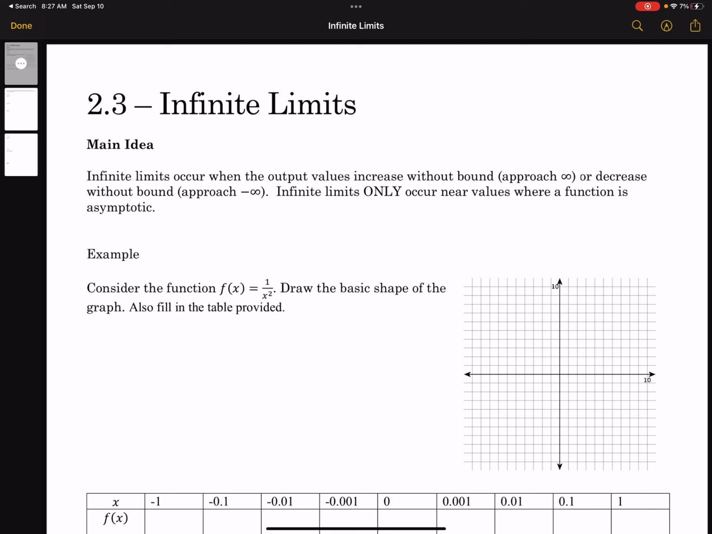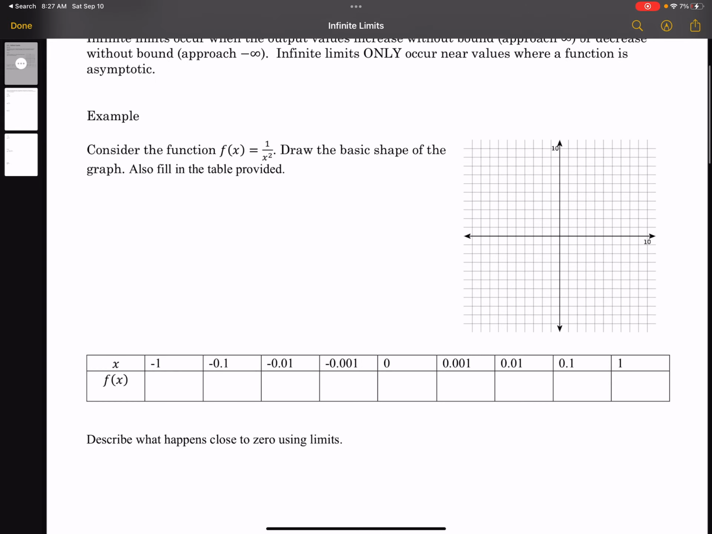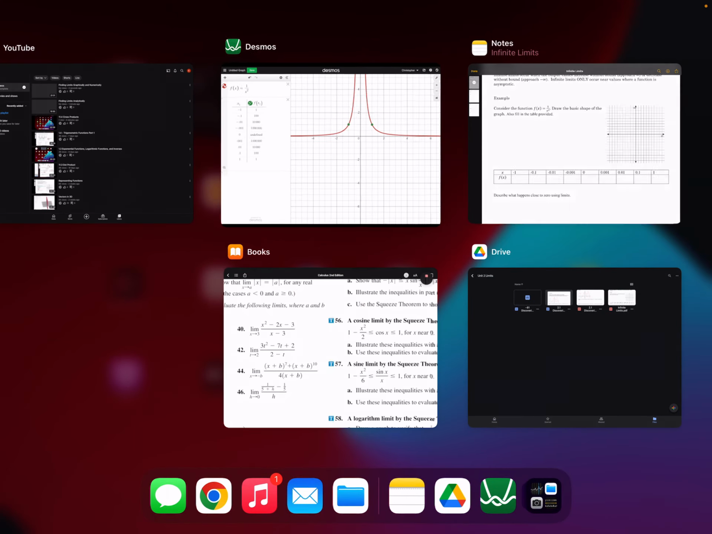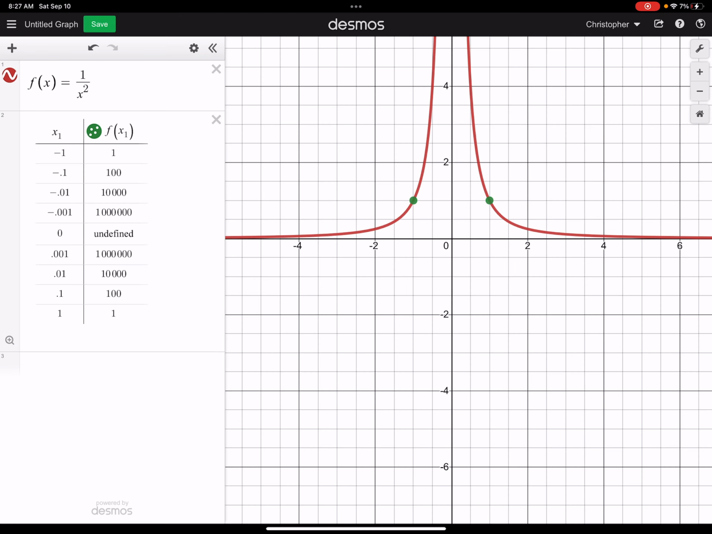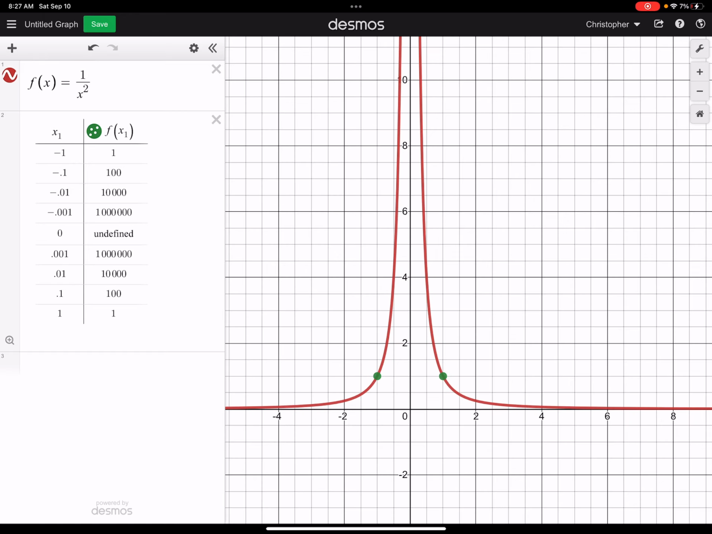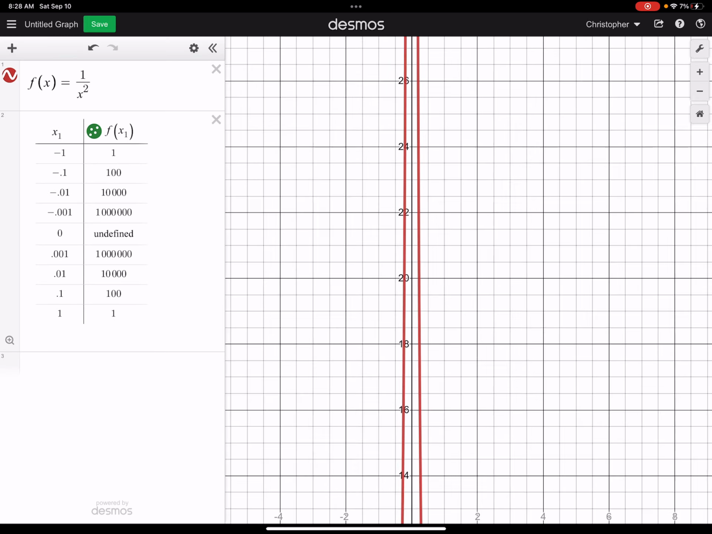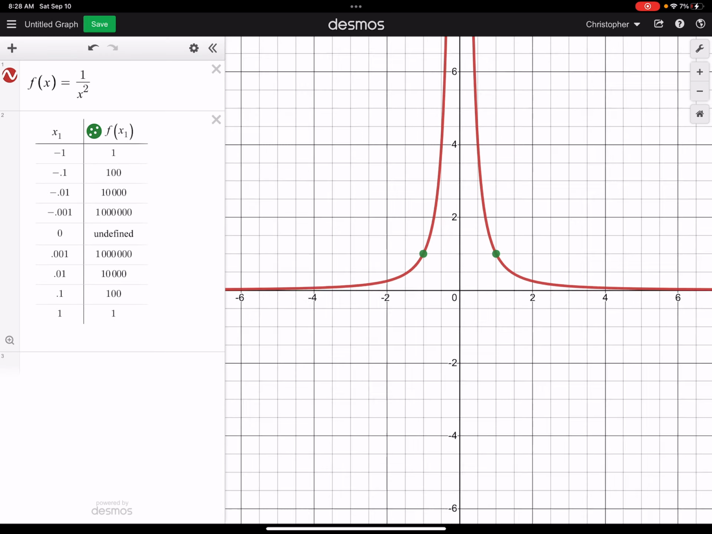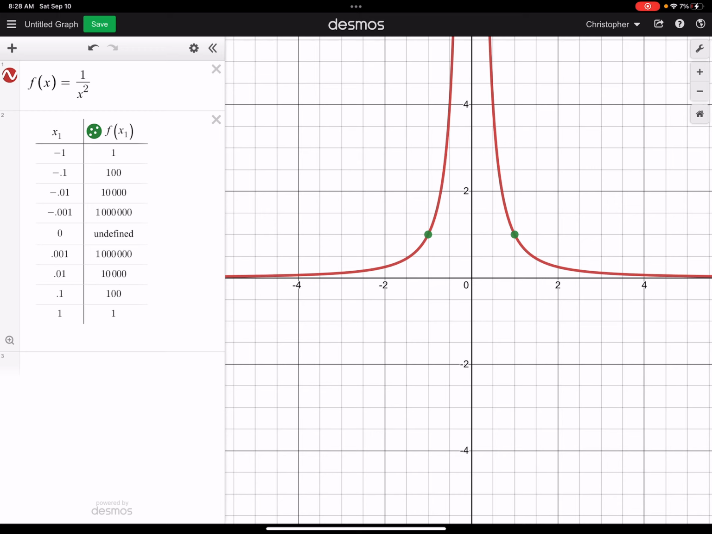So we're going to open up Desmos so we can draw the graph of this function f of x equals 1 divided by x squared. So let me see. Desmos is here. All right, so I already have the graph drawn, and I have this table that we need to fill out. We're going to examine the limit when x approaches 0. So now we can see when x gets very close to 0 that our y values get incredibly large very quickly. So we can look at the function and see for 1 over x squared that x clearly cannot be 0, which means that we have an asymptote at x equals 0.